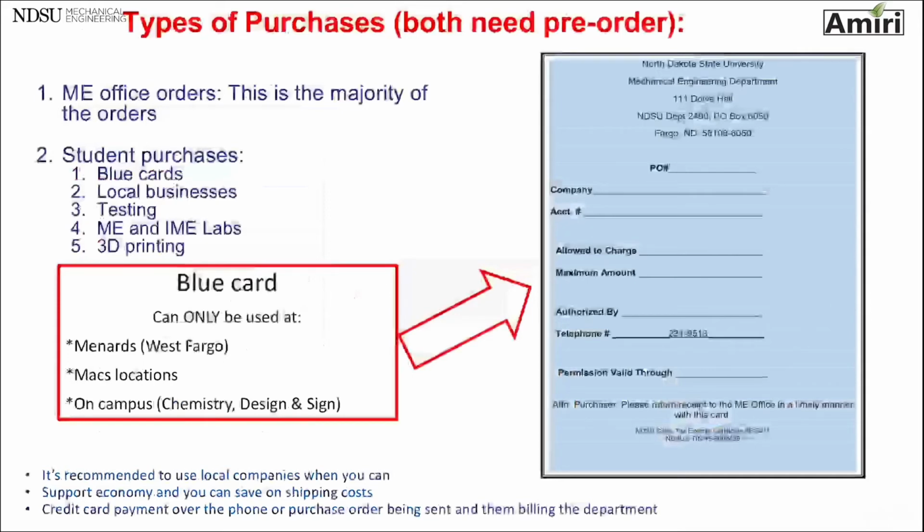Okay, that's constant, that's fixed for every purchase that you make. But there are types of purchases that the MEM office will order for you. And then there are other purchases issued a blue card, a card like this one that you will get, and you go do the purchase.